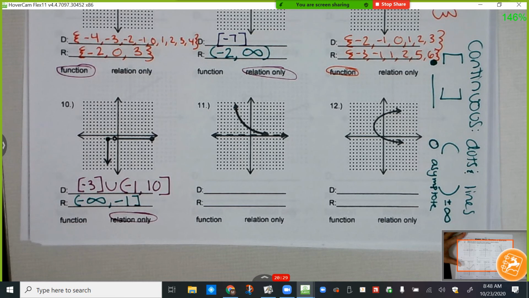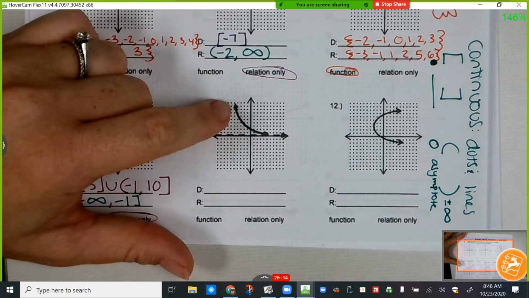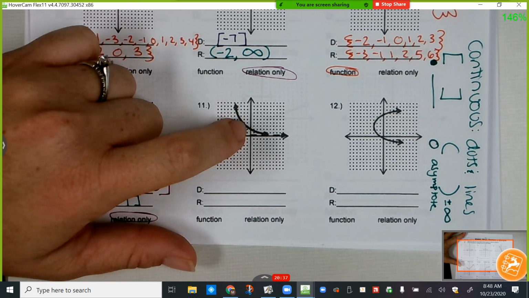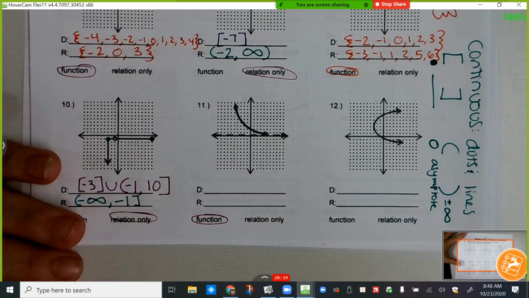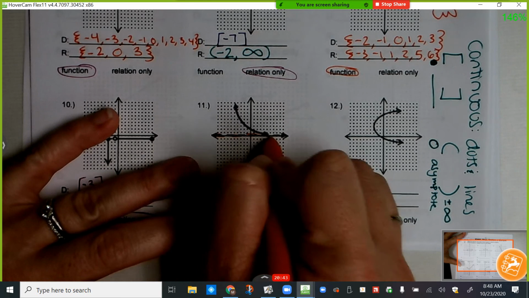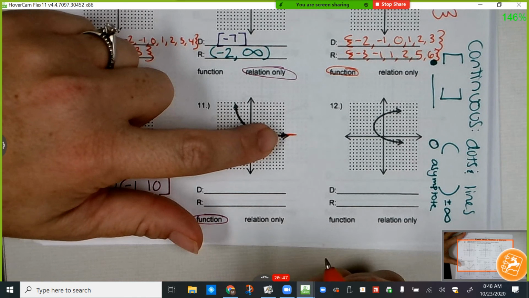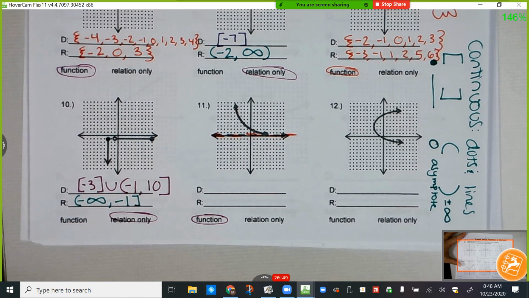Okay, looking at number 11, function or relation only. Don't look at the dash line. I'm going to explain that in a minute. Just look at this little ramp. It's a function. Okay, that dash line is just there. Does anybody remember what kind of function this is? Just that little ramp. Starts with an E. EX. So it's exponential. It's fine.